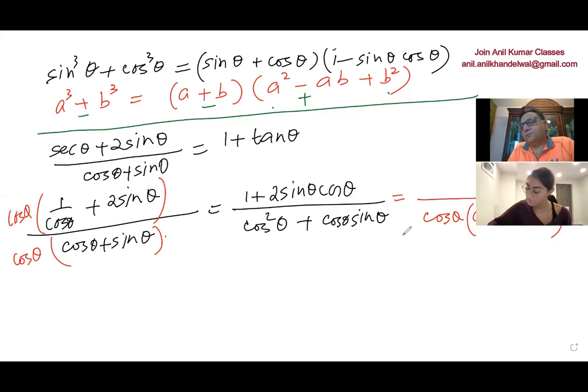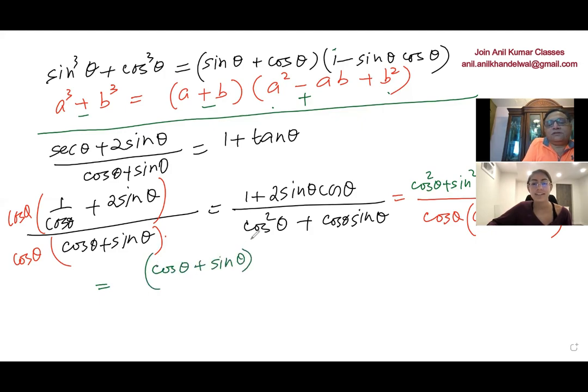Now look at the numerator. The numerator is actually cos theta plus sin theta whole square. Is it that or not? Tell me. Let me show you how. Very important: when you get this, the 1 can be written as cos square theta plus sin square theta, correct? You got 2 sin theta cos theta. So the numerator is cos squared theta plus sine squared theta, which equals 1, plus 2 sin theta cos theta, which is cos theta plus sin theta whole square. Do you see how we used 1 very effectively to simplify the equation?